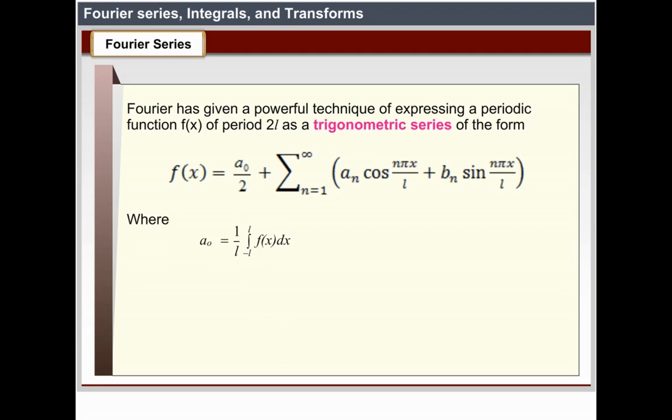where a naught equal to 1 by L integral from minus L to L f of x dx, then an equal to 1 by L integral from minus L to L f of x into cos n pi x by L into dx, bn equal to 1 by L integral from minus L to L f of x into sin n pi x by L into dx.